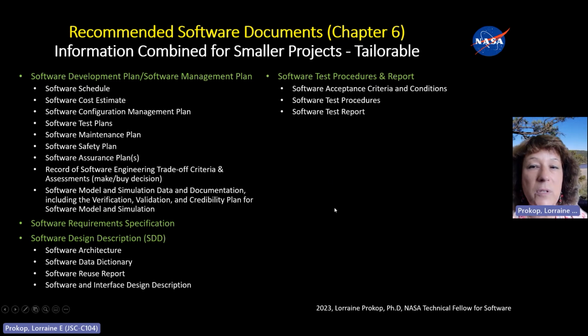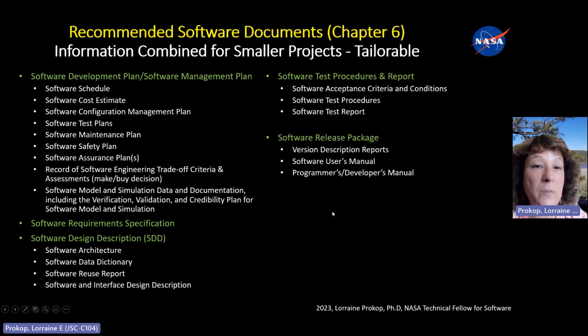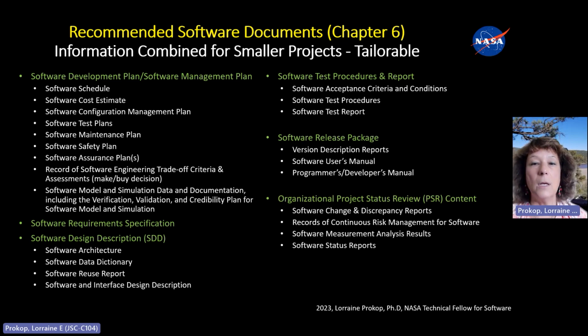Then there's the software test procedures and report, and the software release package, which would contain a version description document, a VDD, user's guide, and programmer's guide. So that pretty much takes care of the primary sets of documents. As I said, I've combined them, but also throughout the project lifecycle, there are other products that should be generated and can be handled just through your normal reporting to management. You can include in that the software change tracking, risk management, measurement, and regular status reports.